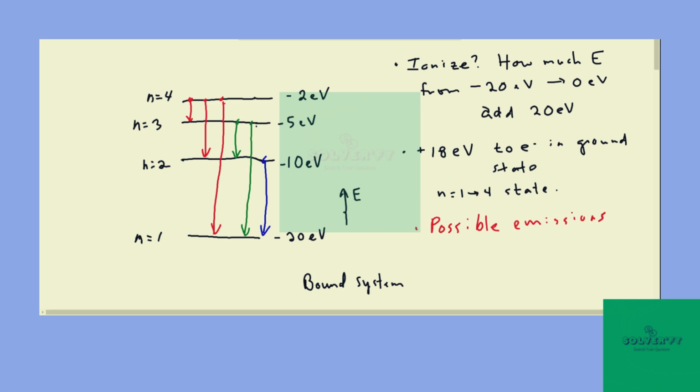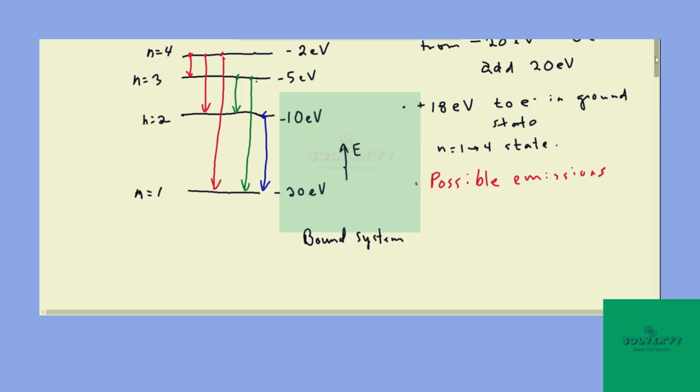And there's also 2 electron volt emission if the atom was ionized, but here we're assuming it just got to n equals 4. So n equals 4 to 3 is a difference of 3 electron volts. 4 to 2 is 8 electron volts. And 4 to 1 directly is the full 18 volts of emissions.